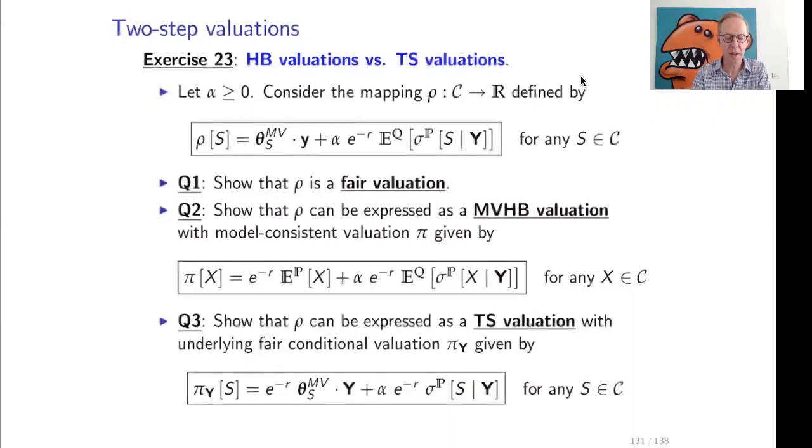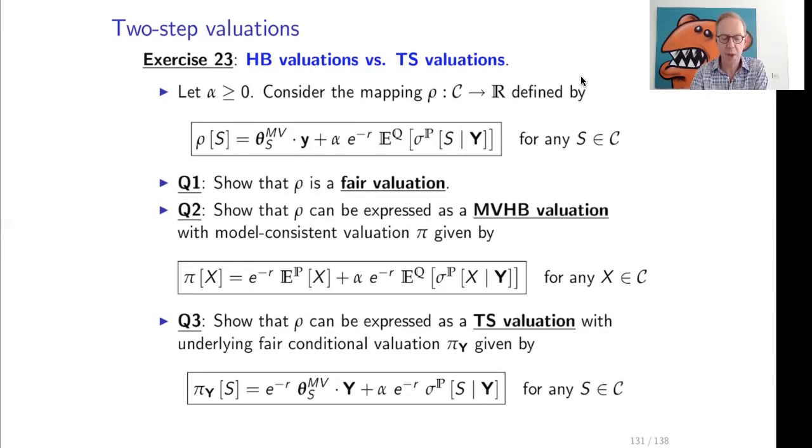The second question is now, once we know that rho is a fair valuation, we have seen that any fair valuation is a mean variance hedge-based valuation. So question 2 is: show that rho can be expressed as a mean variance hedge-based valuation. In order to help you a little bit, I give you already the model consistent valuation below. The model consistent valuation related to this mean variance hedge-based valuation is given by this expression. Try to solve it by yourself. You can find the solution also in the solutions manual.